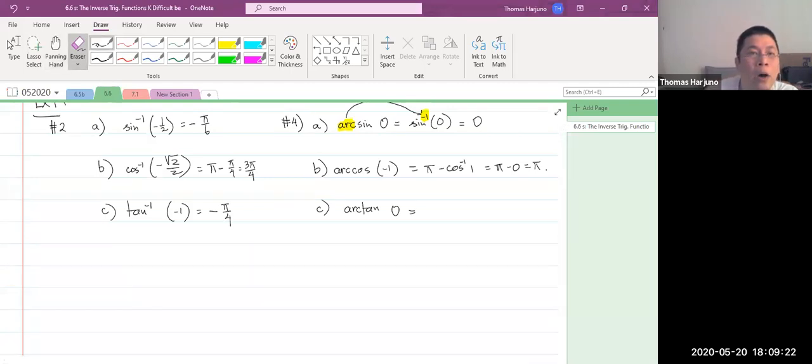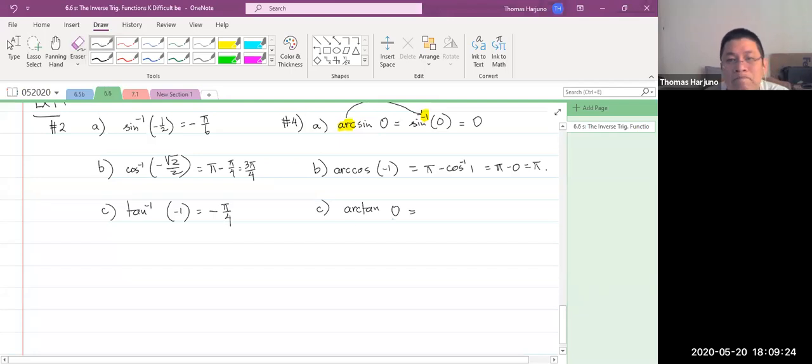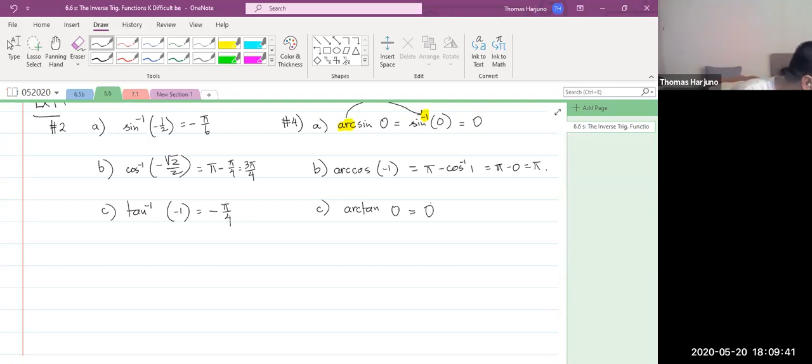Now, how about arctangent of 0? Tangent what equals 0? It's still 0. Now, I would like to do more problems though. I think I will do 3 or 4 more problems from here.